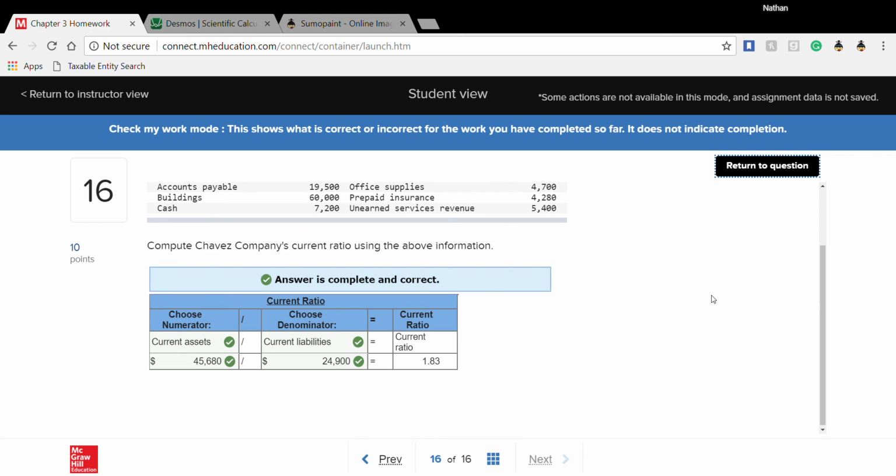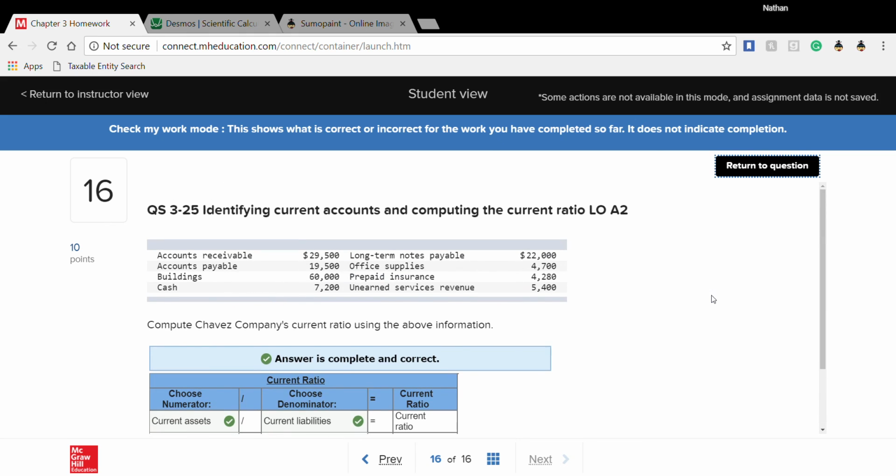So the one problem with this question is basically defining what's current and what's long-term. Again, it looks like the only two long-term items right here are buildings and long-term notes payable. So if it's a fixed asset, probably kick it to the curb. If it actually says long-term in it, kick that to the curb. And then basically you want to total up whatever's your assets and whatever's your liabilities. Okay?